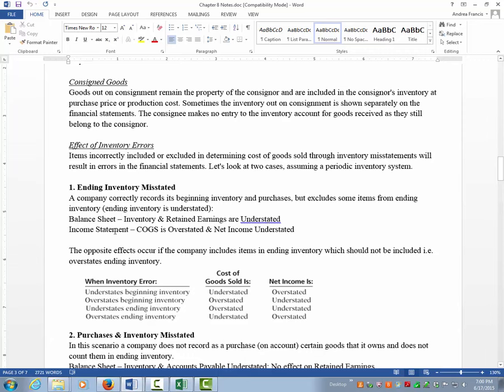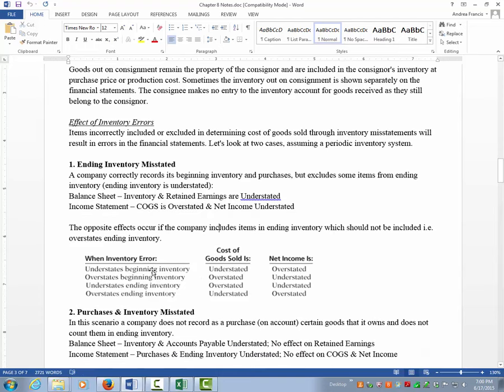So here's the explanation for the income statement. When this happens, that ending inventory is understated, cost of goods sold is overstated, it's too high, and net income is understated. And here's a helpful little chart to explain how these things work.